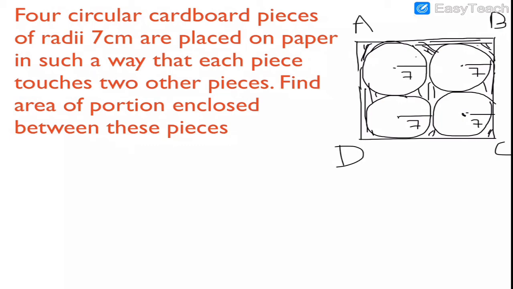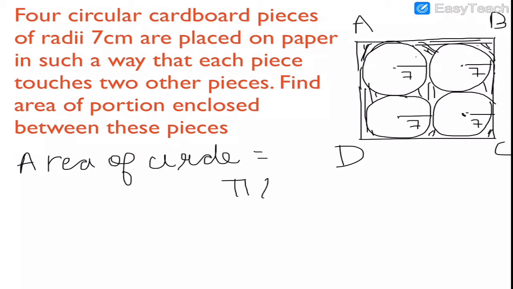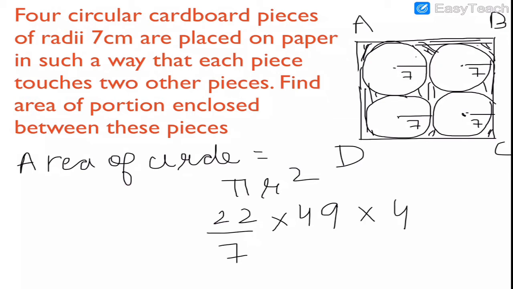So first of all we are going to calculate the area of circle. Area of circle is, we know, pi r square. There is no mentioning of pi to be taken as 3.14, so we can take it as 22 by 7, and r we are given 7 square, that is 49, and since we need to calculate the area of 4 circles, we'll multiply it by 4, and then we'll get the answer as 616 centimeter square.